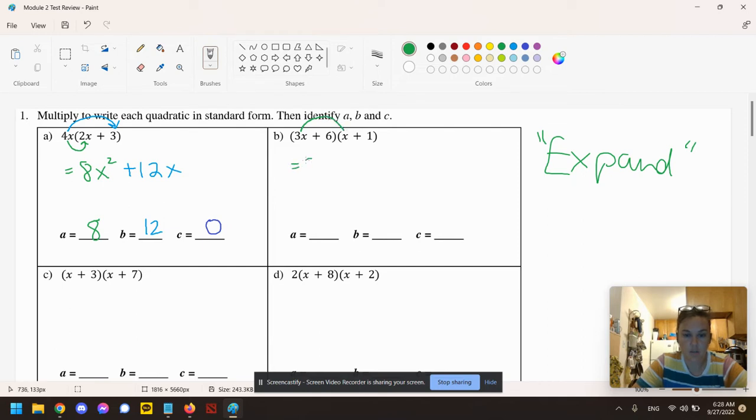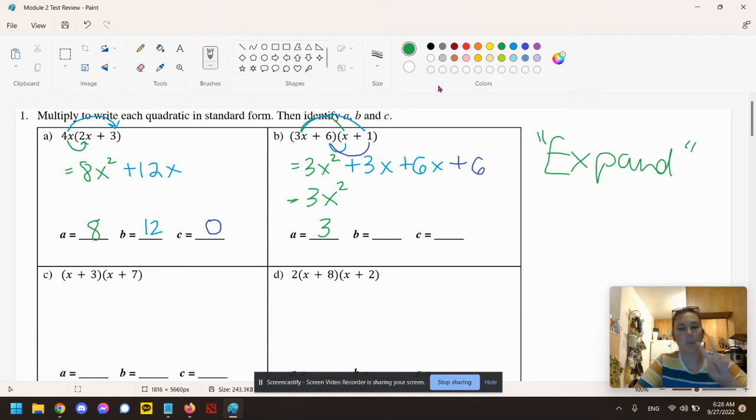Let's do it again. 3x times x is 3x squared. There's 2 x's, so it's x squared being multiplied. 3x times 1 is just itself. 6 times x is 6x. And 6 times 1 is 6. The reason I'm doing it in these different colors is that everything with 2 x's being multiplied together, x squared, is in one color. So I can see that a should be 3. Everything in light blue has 1x, and the coefficient should be b. And then everything in dark blue is just a number, and that will be a 6.